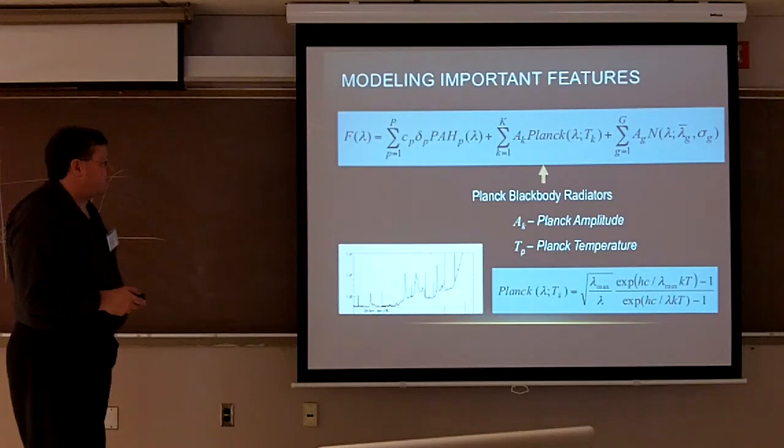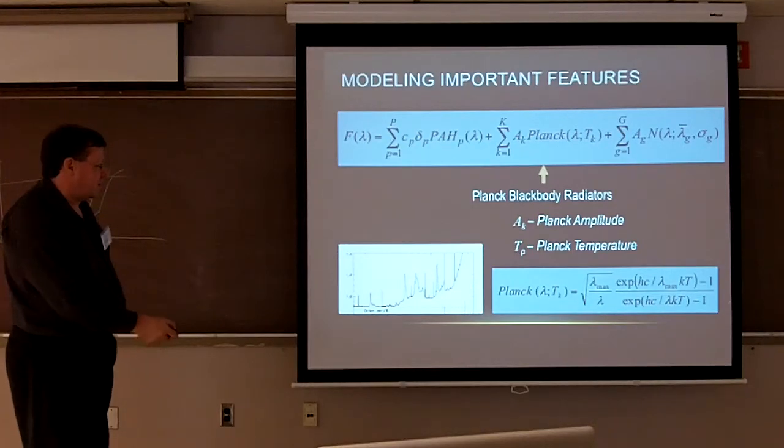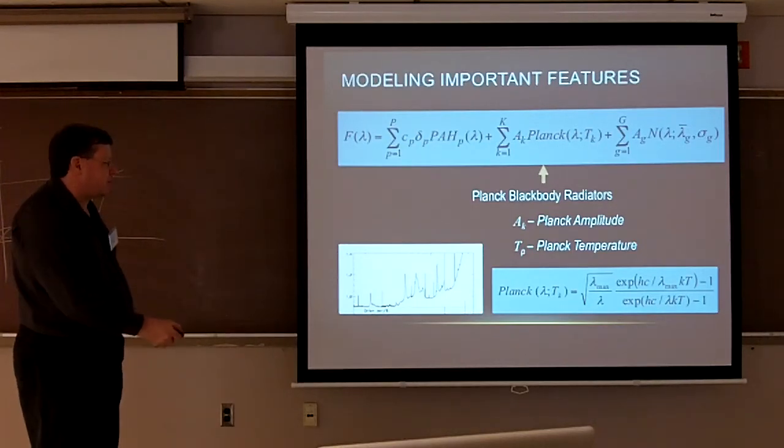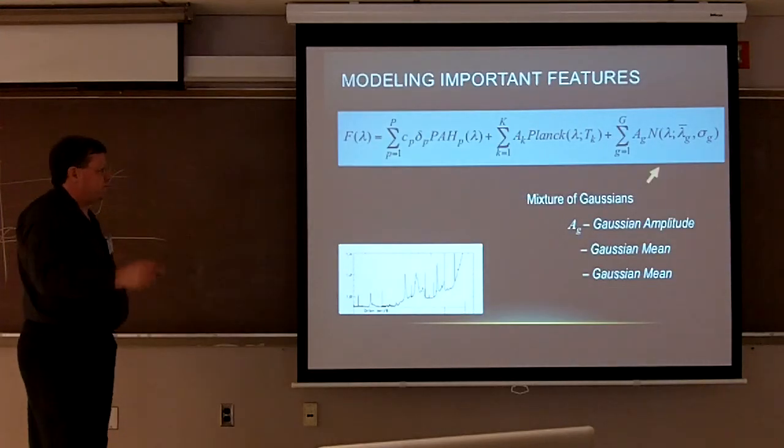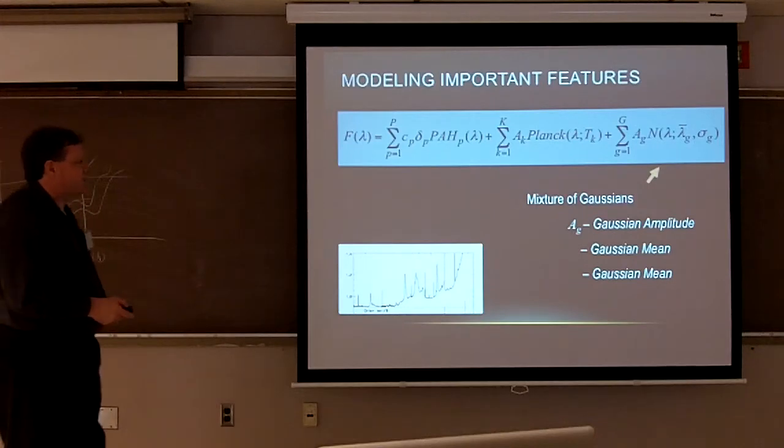So here's our Planck black body radiators. This is the expression for the Planck black body. So this is a parameterized model. That's very nice to handle. That's not so bad. And this is the kind of throw up your hands, I don't know what to do with this part of the spectrum term.